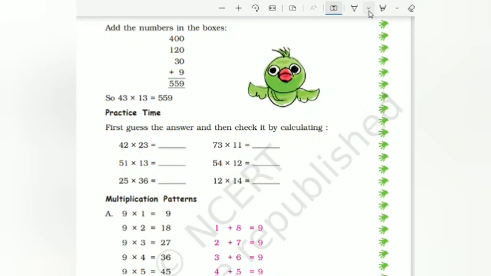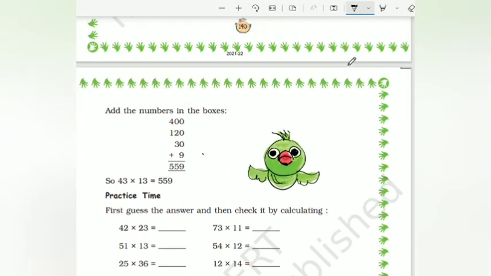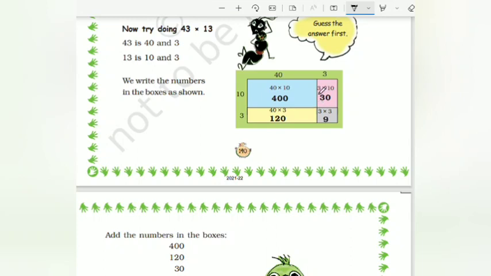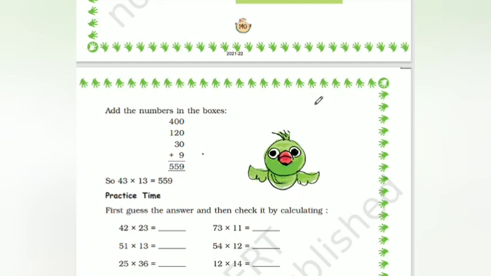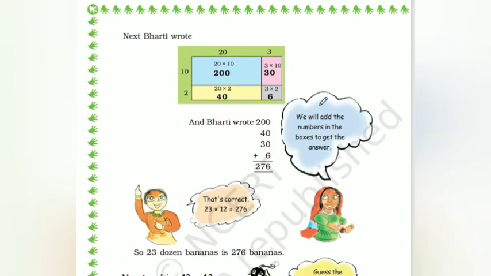That is 43 into, see here, we can start writing 43 into 23. How to write that? 43 can be written as what? 43 can be written as 40 and 2. A box is drawn here. Okay, first draw one box. In that, on the top side, what is given? 40, then 2.